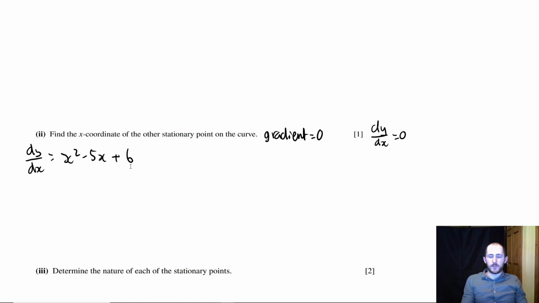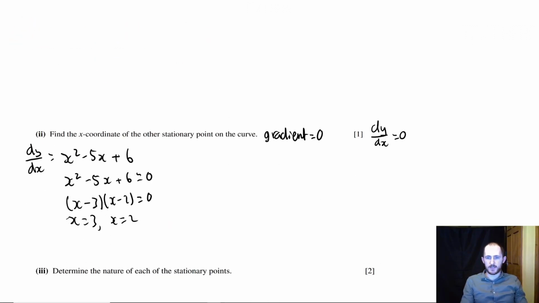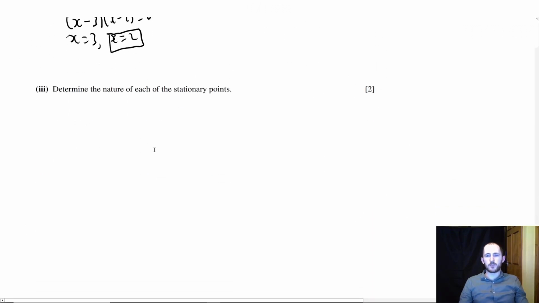Finding the x-coordinate of the other coordinate, so all we need to do is, when there's a stationary point, it's always going to be equal to 0. So we just need to equate this to 0, then all we need to do is factorize this, so we should have x minus 3, x minus 2 would do it. So we have x equals 3, x equals 2. However, if we look back here, we already have the 3 one, so this is our answer here. Okay, so nature of the stationary points.